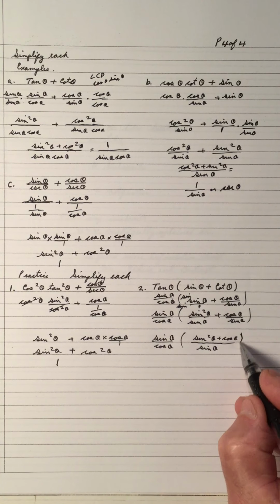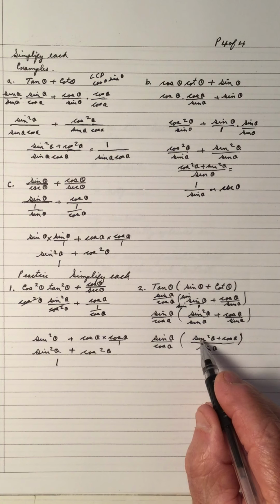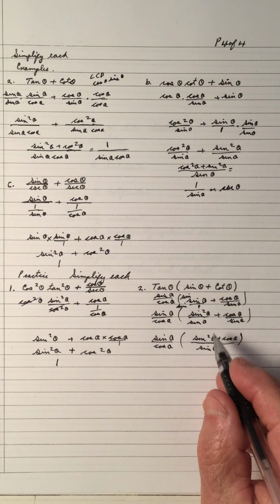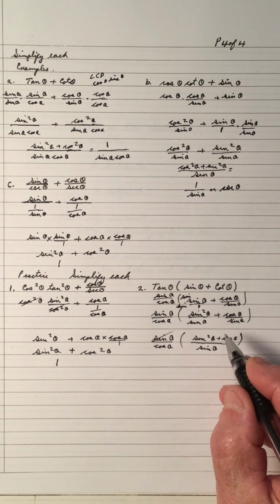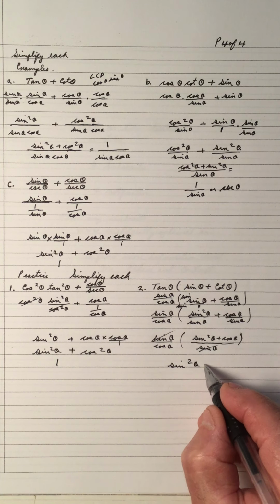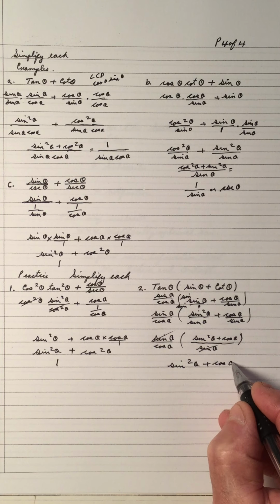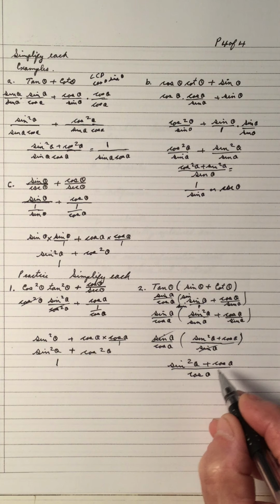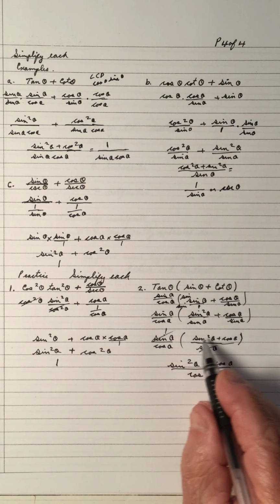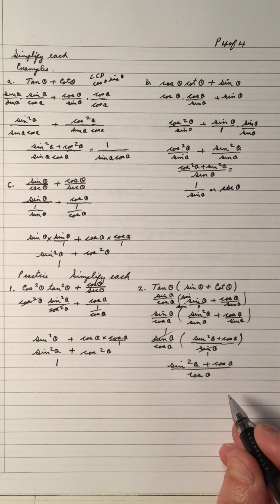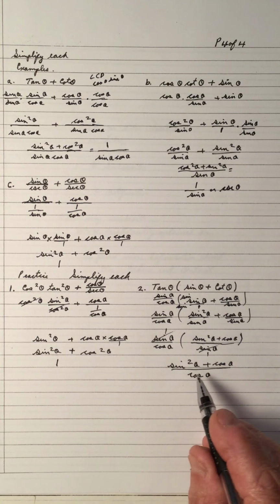Now, I got the inside done. I got them added together. There they are. I can't add these because they're not like terms. I'm multiplying now, so I cancel sines. So that gives me sine squared theta plus cos all over cos theta. And sine cancels. I get those two terms all over cos. And if I wanted to go further, again, I can create two fractions here, but we'll leave it like that for now.